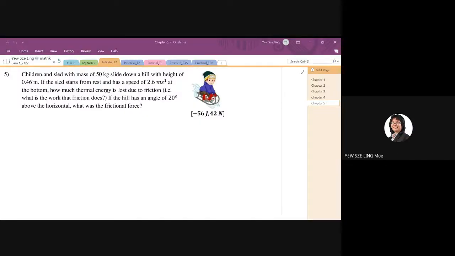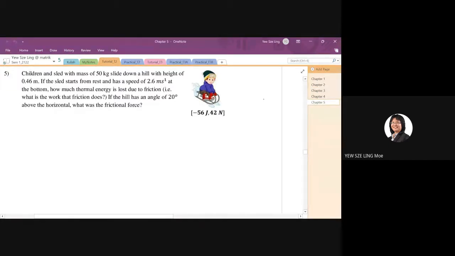Okay, so now let us look at question 5. First of all, I want you to sketch a free body diagram. How are you going to sketch a free body diagram based on the situation given? You look at the question. Now you have an object.